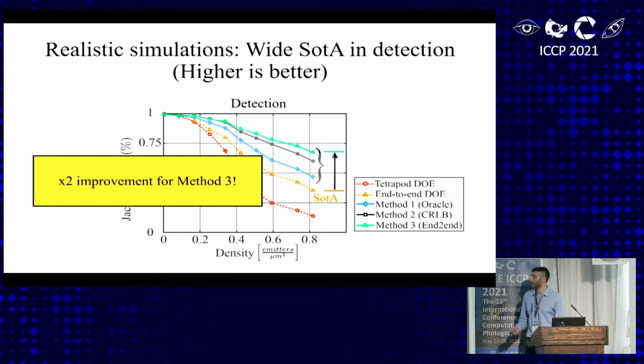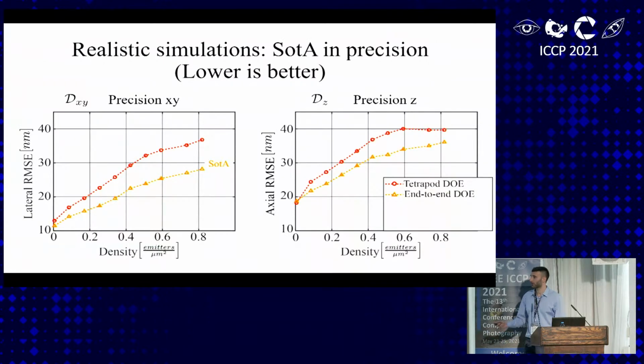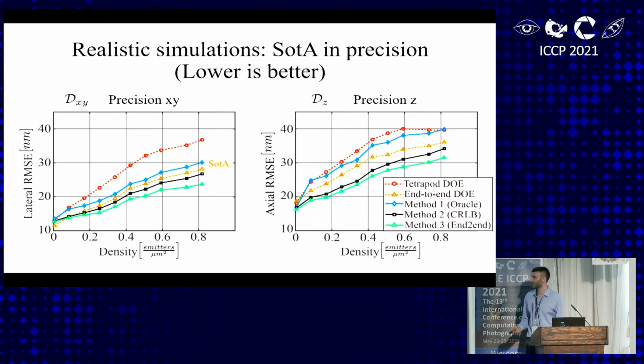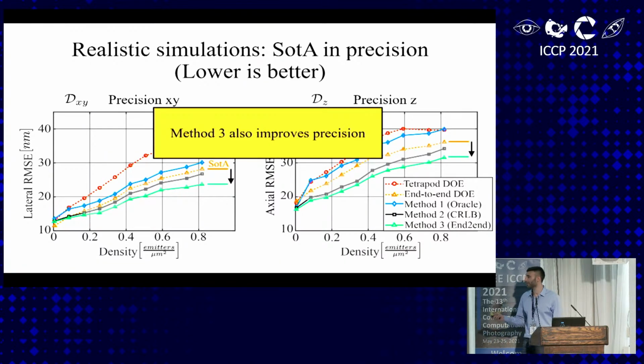As for precision, and this is the current state of the art, here we measure precision by RMSE laterally and axially. And in this case you would like your RMSE to be lower, because this means more accurate. And this is the result for our 3 methods, and as you can see, method 2 and method 3 improve the results, where again method 3 is the leading approach.